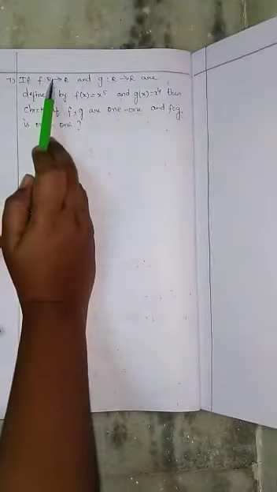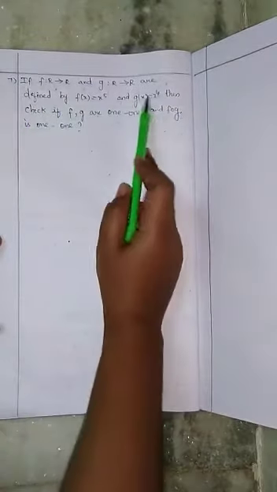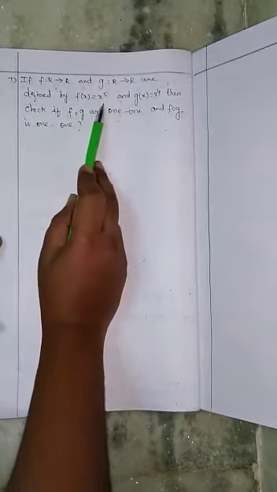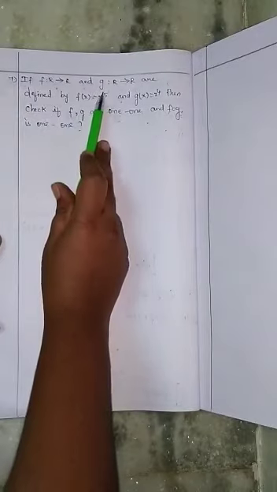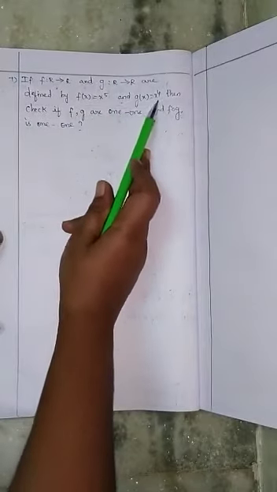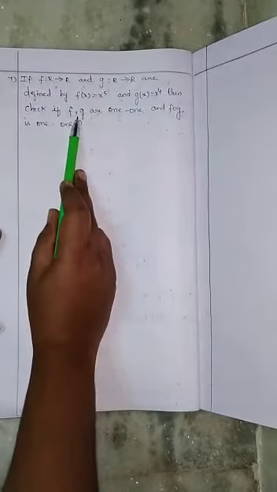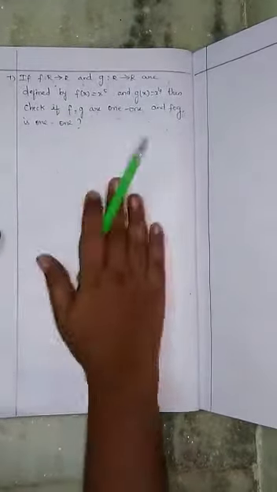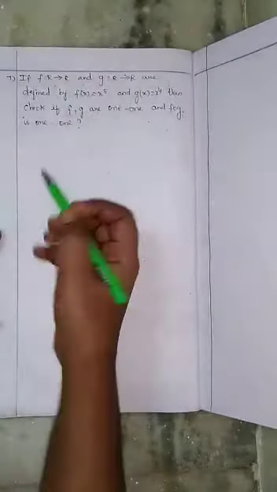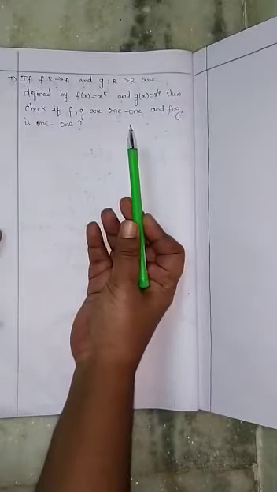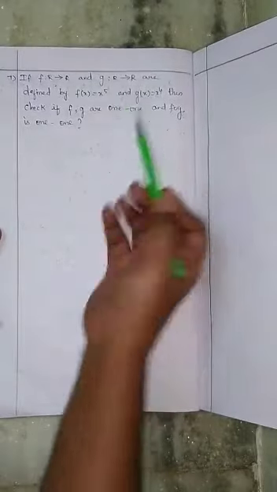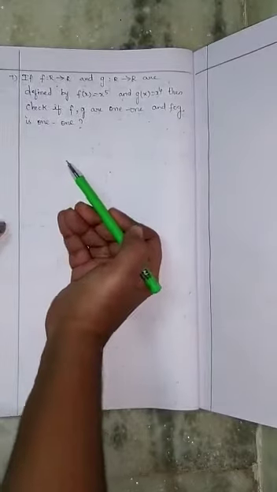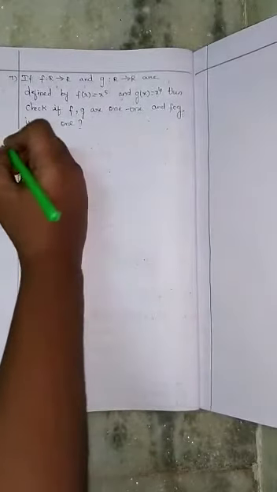If f mapping R to R and g mapping R to R are defined by f of x equal to x power 5 and g of x equal to x power 4, then check if f, g are 1 to 1 and f of g is 1 to 1. So now we are going to check f, g are 1 to 1 and then we are going to check f of g is 1 to 1 or not. Okay. So first I am going to write the solution here.